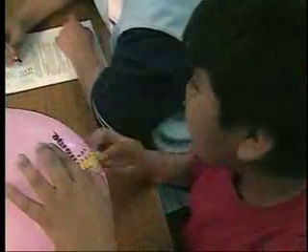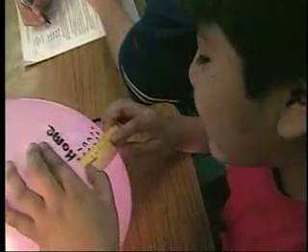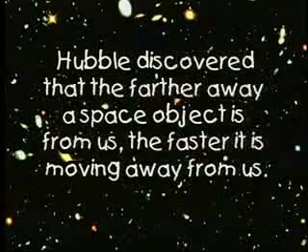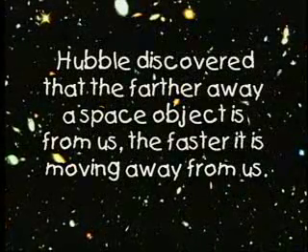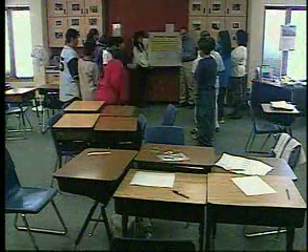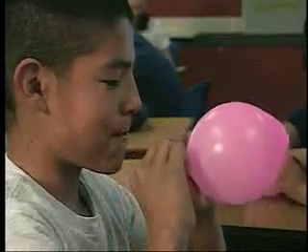Because we can measure the distance between points on the surface of a balloon, that's what we'll do to verify what Hubble discovered about the universe. He found out the further away a space object is from us, the faster it is moving away from us. Now that you understand about the universe expanding and how we use models and analogies to describe it, you're ready to do the lesson. Separate into groups, then expand your balloon to about the size of a grapefruit.